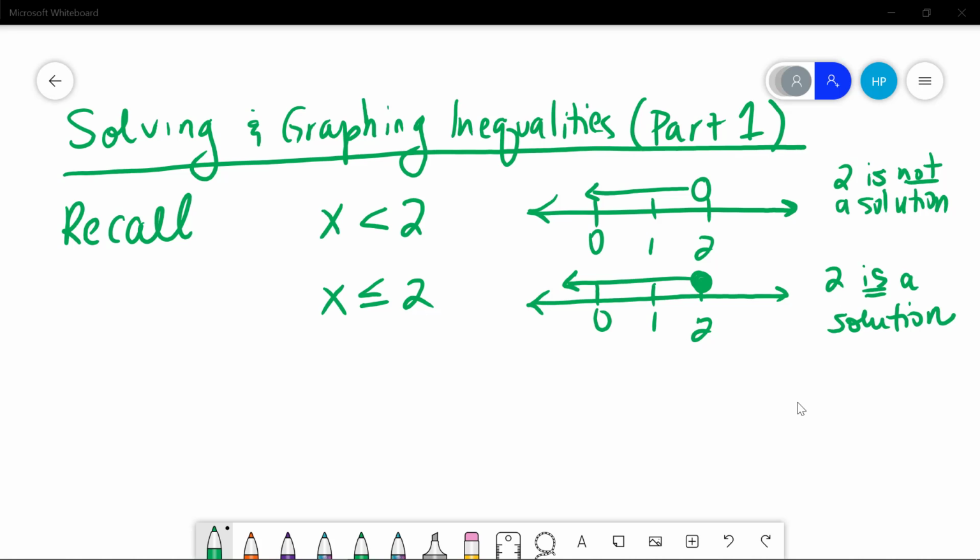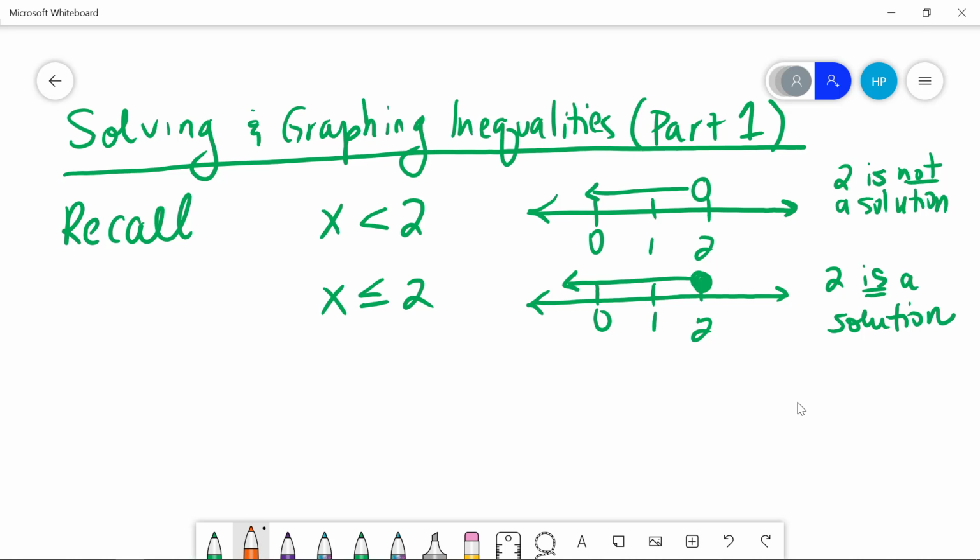It's worth noting also that if you write these in a different order, for example, if we write 2 is less than x, realize then that means 2 is smaller than x, so x is bigger. So if we were to graph this one, again we'd have an open circle, but we'd be going to the bigger numbers because x is on the bigger side.